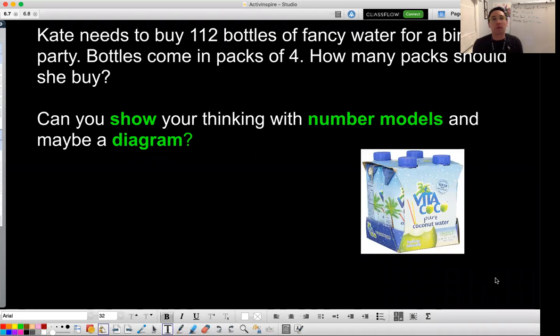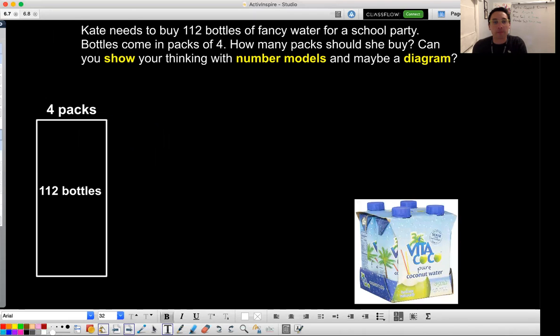All right, so the problem to warm up with is Kate needs to buy 112 bottles of fancy water for a birthday party. Bottles come in packs of 4. How many packs should she buy? Can you show your thinking with number models and maybe a diagram? So if you want to try this on your own, you can pause the video now. If you want some support with it, let's do it together. Or welcome back after pausing.